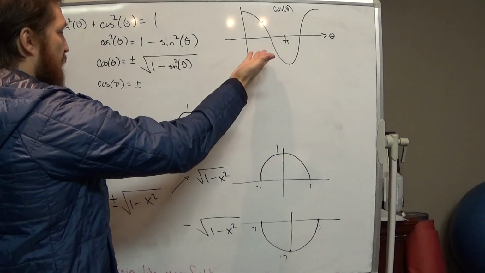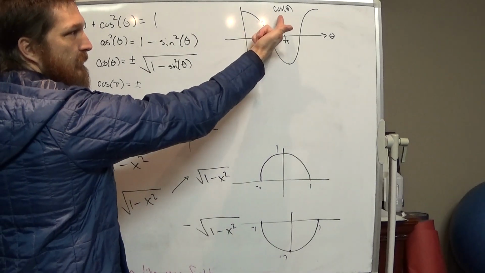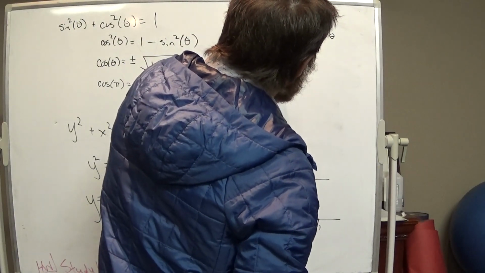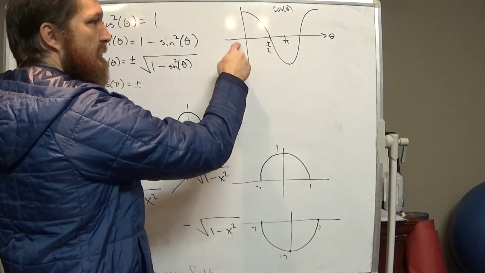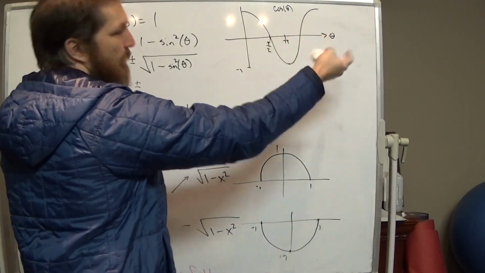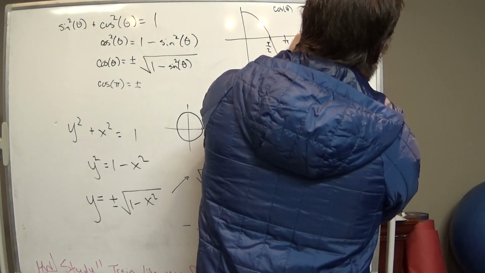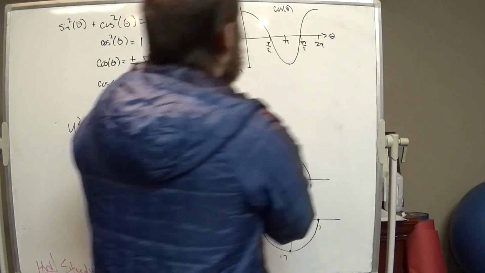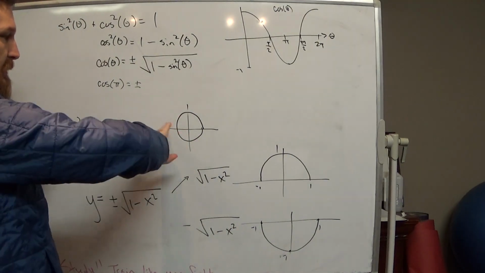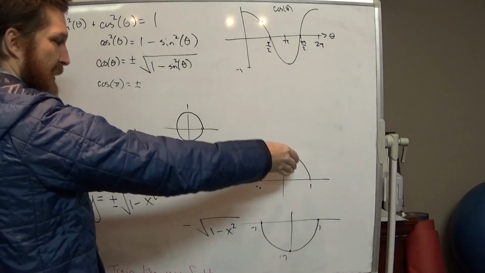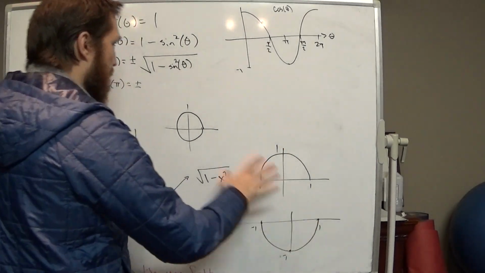I could just look here and say, well, cosine theta is going to be positive whenever you're between 0 and pi over 2, and then again over here from 3 pi over 2 up to 2 pi. So you could say, in the same way you said before, what part of the plane is this true on? Well, this one's true on the top half. This one's true on the bottom half.